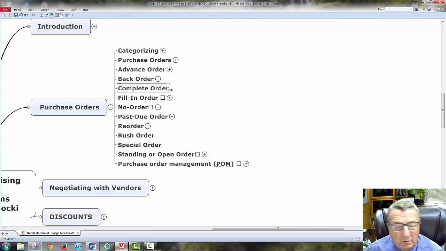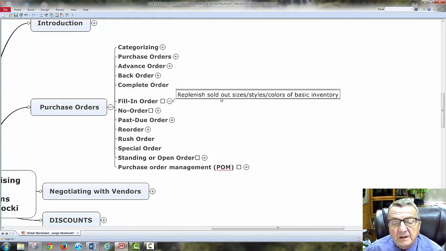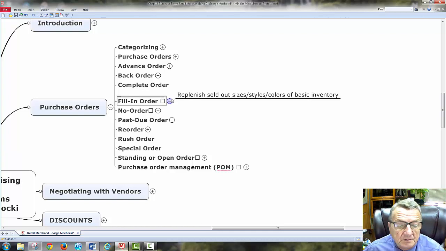And then you have the complete order. And this one, fill-in order: replenish sold out sizes, styles, colors, or basic inventory. Fill-in order means it's almost like an automatic reorder. You're always going to need these sizes, staple goods. So unless you say otherwise, they'll just reorder. Some of you have prescription drugs, like a maintenance drug. You don't have to reorder it. It just comes up, they reorder it unless you notify them that something happened.